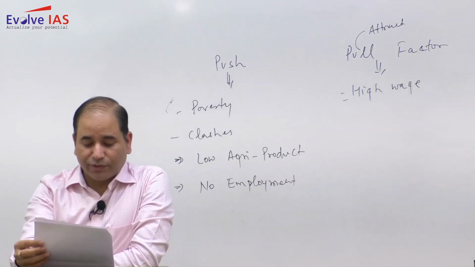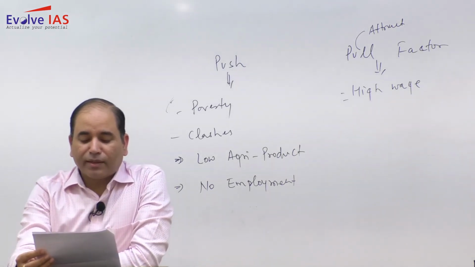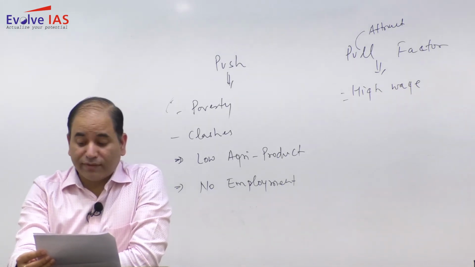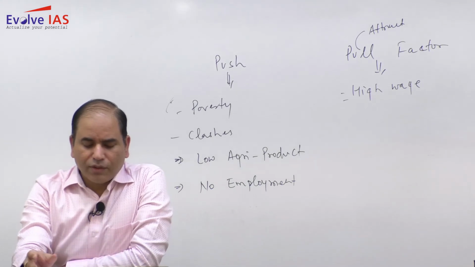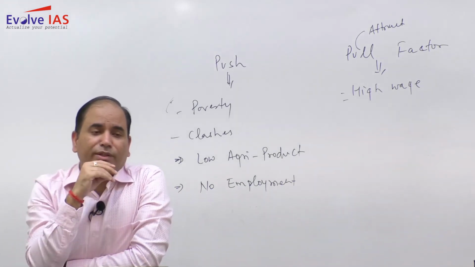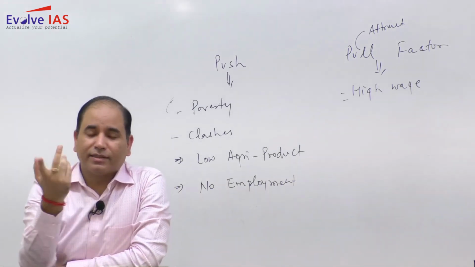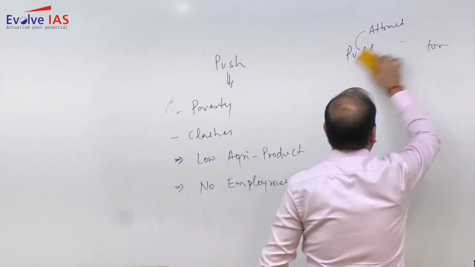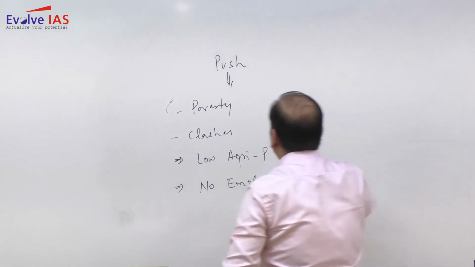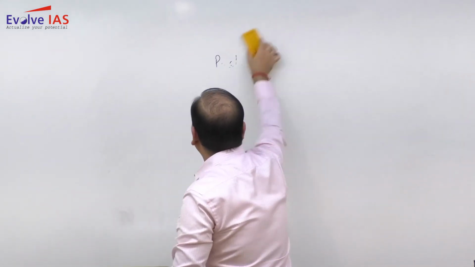Moving to the second last question: explain the relevance and applicability of von Thunen's theory of agriculture location in today's world. This is a direct question from location theory, one of the earliest. We primarily have three locational theories: von Thunen's agricultural location, Alfred Weber's industrial location, and Christaller's central place theory.